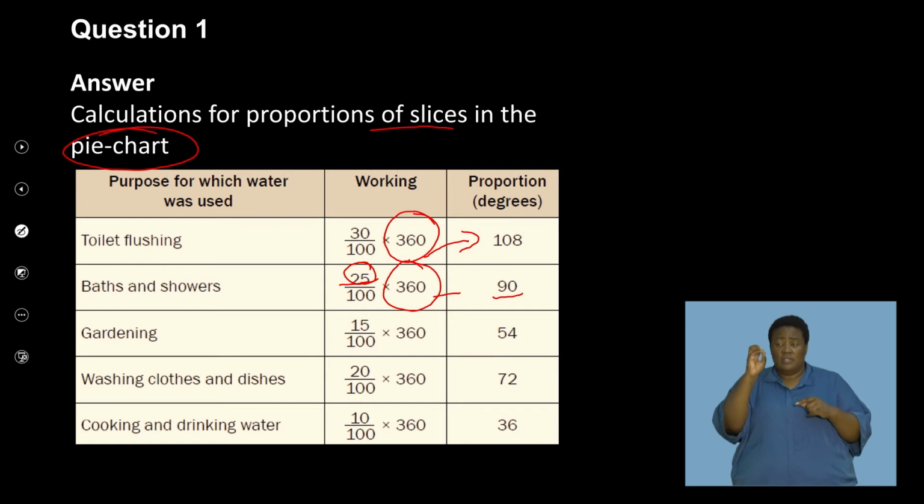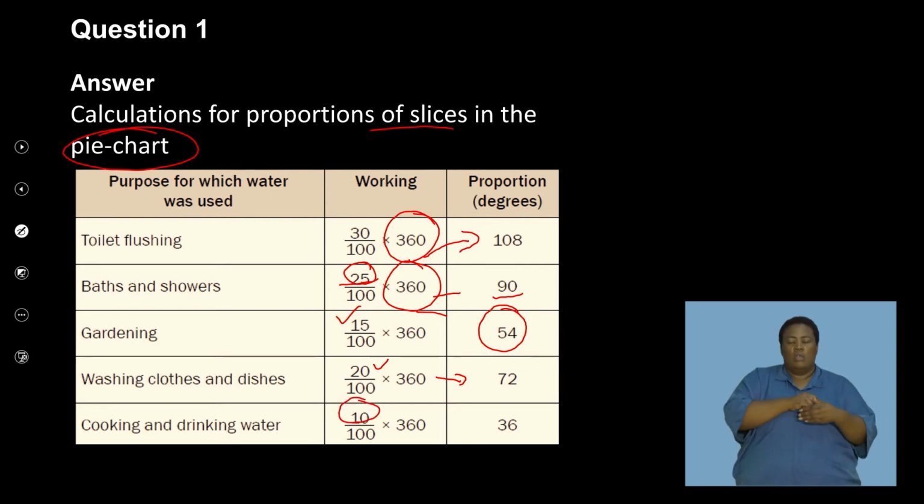using your protractor. Gardening was 15%, and that equates to 54 degrees on a protractor. And washing clothes and dishes again was 20%, which is 72 degrees on a protractor. And cooking in water, which was 10%, was then converted using a protractor to 36 degrees. So that's essentially the calculation.